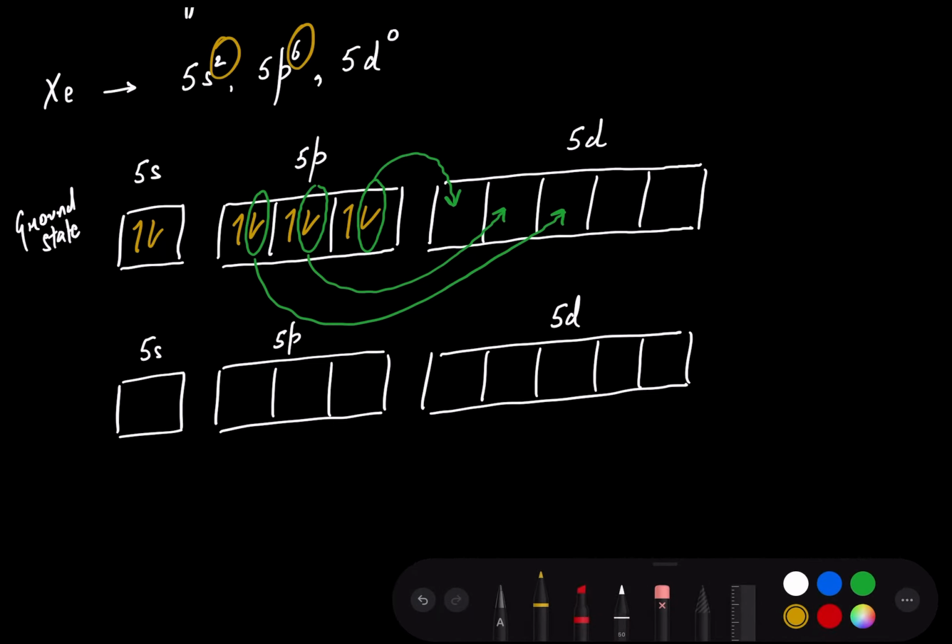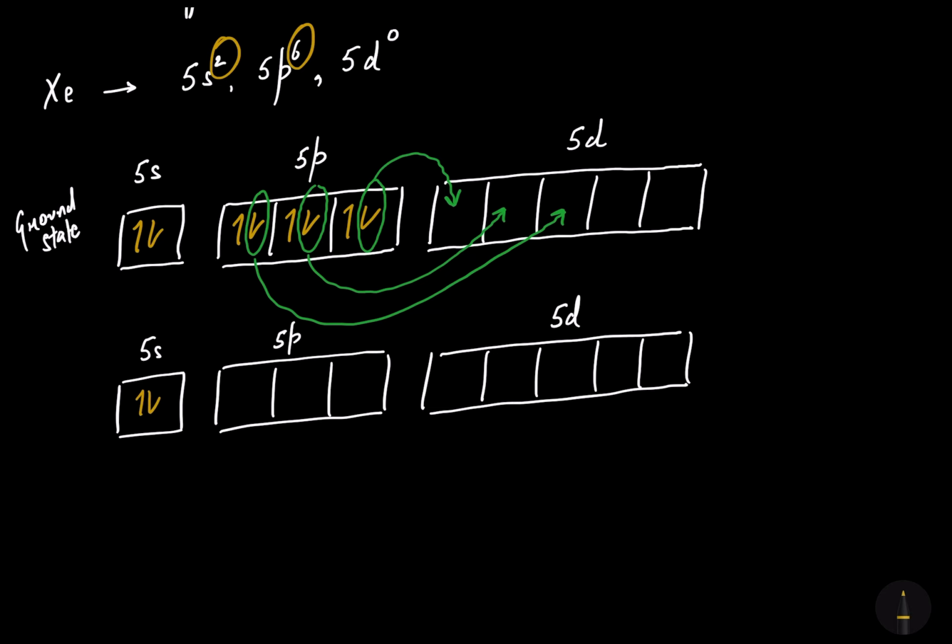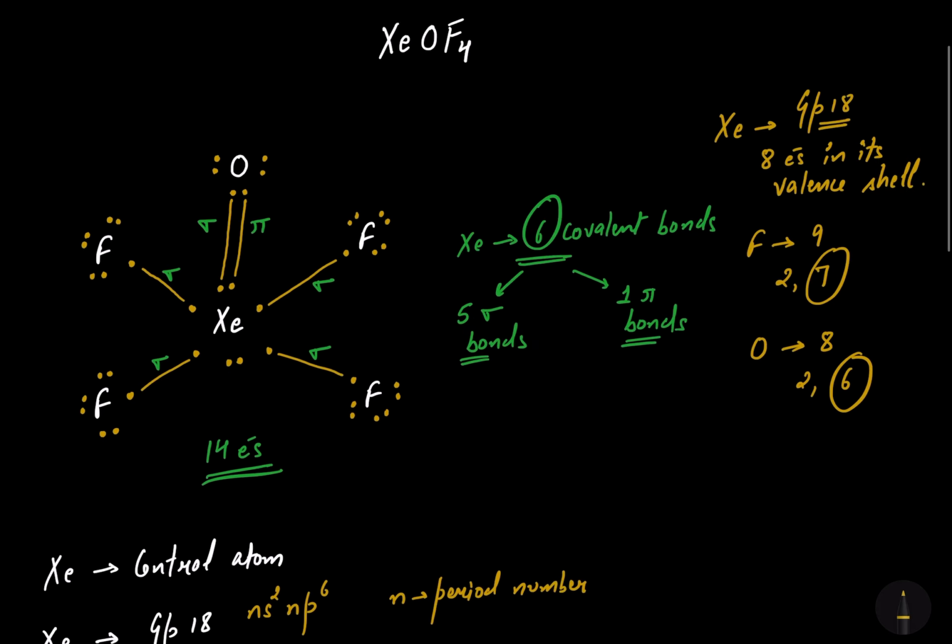Now the 5s is having 2 electrons. After the excitation, 5p is having a total of 3 electrons, and 5d is now acquiring 3 electrons from the 5p. So here we got the 6 atomic orbitals containing 1 electron each in the xenon atom that can overlap with the 4 atomic orbitals of 4 fluorine atoms and the 2 atomic orbitals of 1 oxygen atom for the formation of 6 covalent bonds. So that's our excited state. Now let's come over here again.